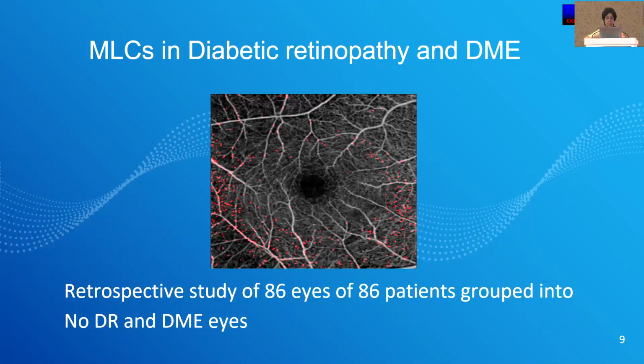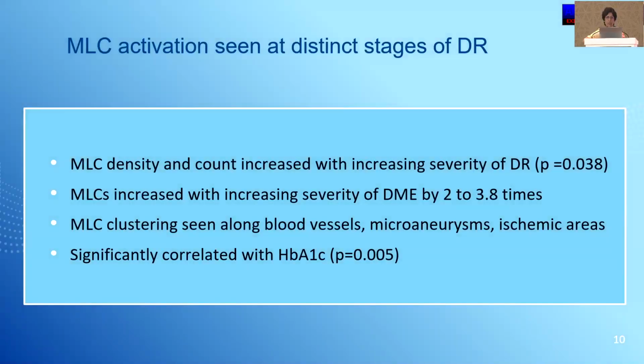We did a pilot study of 86 eyes of 86 patients and grouped them into eyes which had no diabetic retinopathy versus eyes with diabetic macular edema. What we saw was that the MLC activation was seen at distinct stages of diabetic retinopathy. The MLC density as well as the count increased with increasing severity of diabetic retinopathy, and nearly 2 to 3.8 times increase was seen in these MLCs in cases of diabetic macular edema. Again, it was correlated with the severity of the diabetic macular edema.